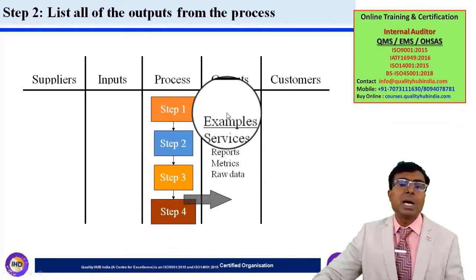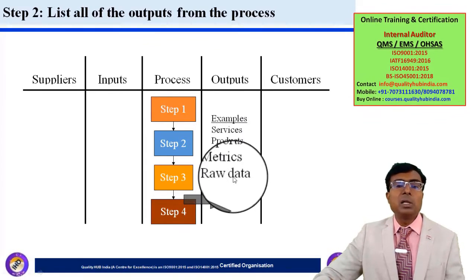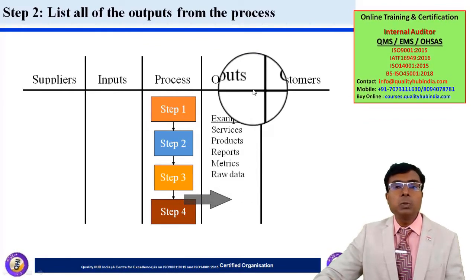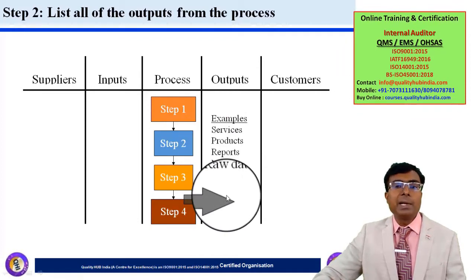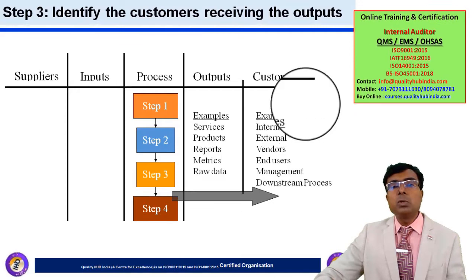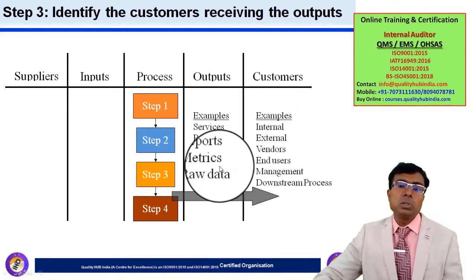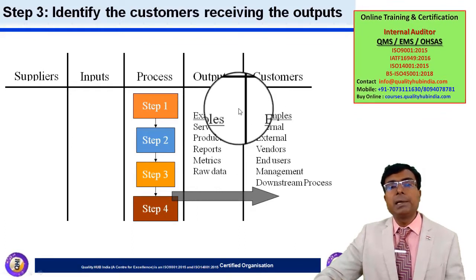This could be hard products, this could be services, this could be reports, this could be various raw data, or this could be metrics driven. So all those outputs we need to identify. And the next step would be, once we identify the output, then we need to identify the customers. So these are basically the customers for outputs. So who are going to get all these elements?